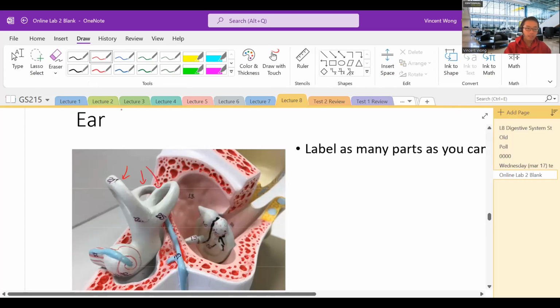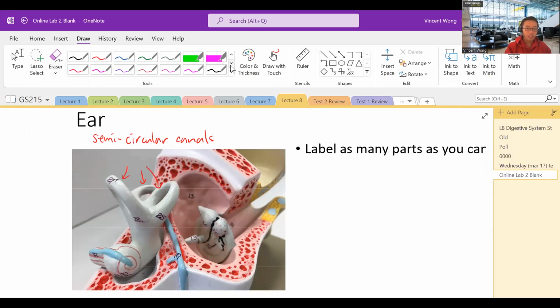These things, right? They are the semicircular canals. This circular structure is the cochlea.